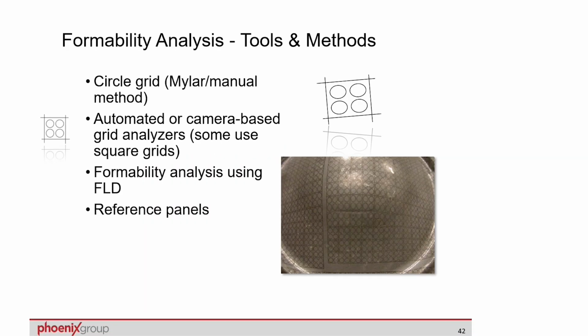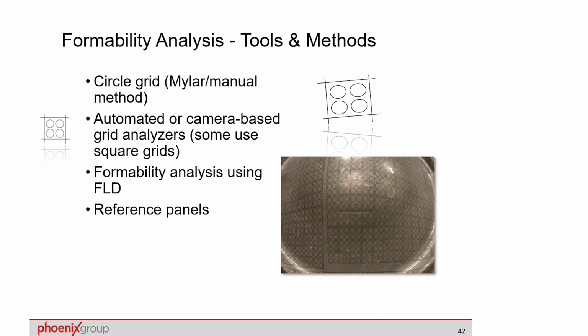Formability analysis is relevant to the time it was performed. It's relevant to the recipe at the time you perform formability analysis. It's not a dynamic moving picture of anything. It's a condition at that point in time. But formability analysis includes circle grid analysis, includes thickness strain analysis.